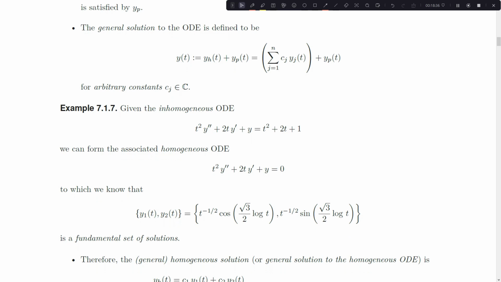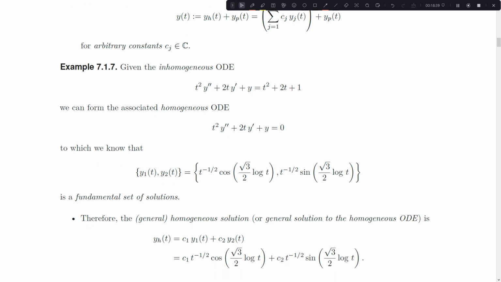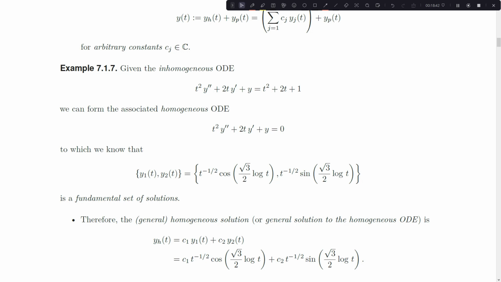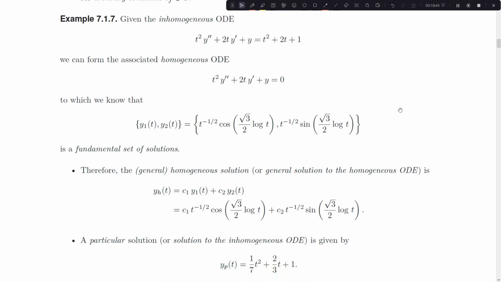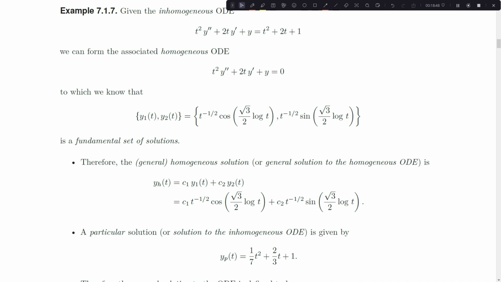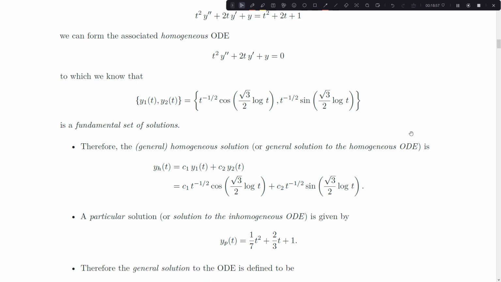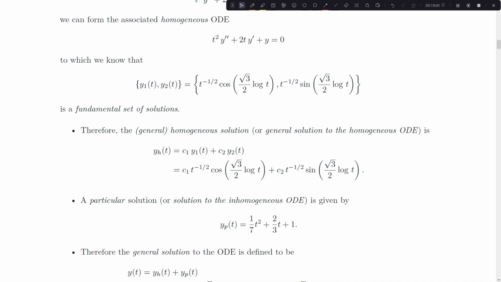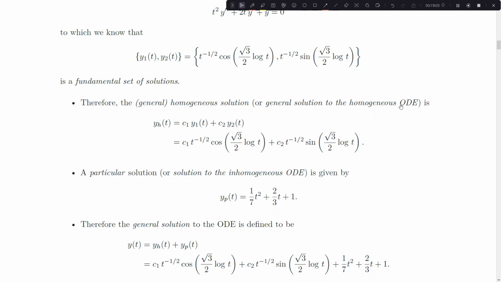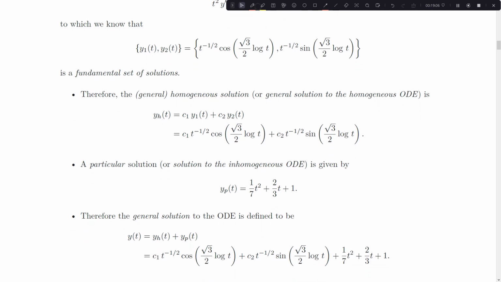We don't know how to necessarily yet, but if for some reason I'm given a fundamental set of solutions and I'm given a particular solution, then I can form the general homogeneous solution, which is just the sum. It's the span of the fundamental set, YH. I have a particular solution right there. For some reason, we just assume I know it, and we'll talk about how to find these later. So I found a particular solution, and then my true general solution to the entire differential equation is the previous two added together. So I'm going to take YH, which is right here, and I'm going to take YP, which is over here, and I'm going to add them together.